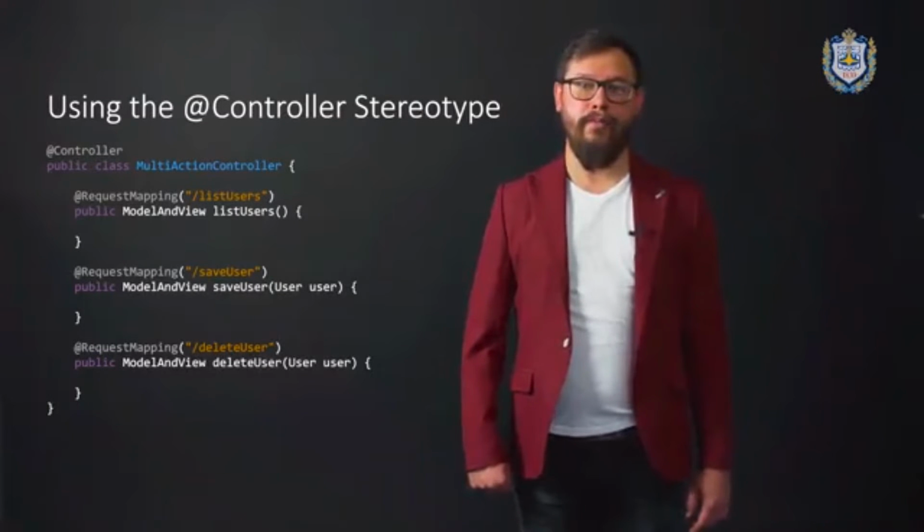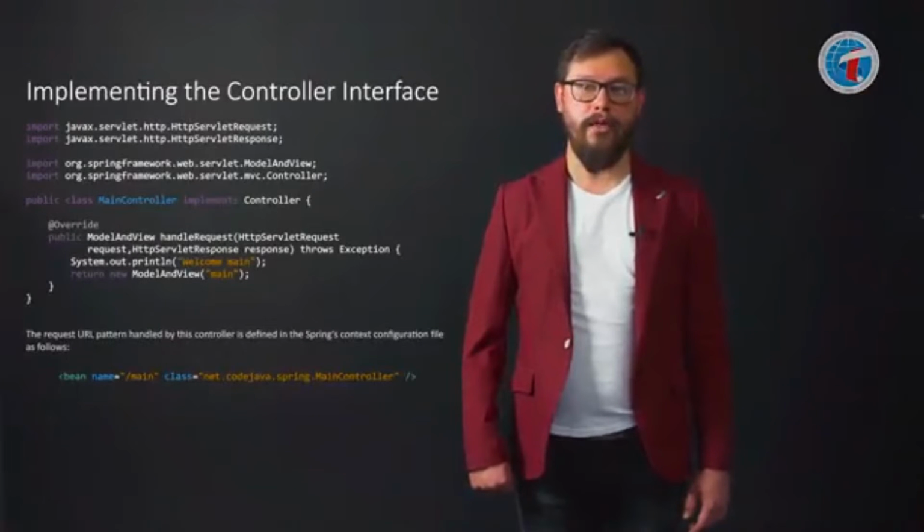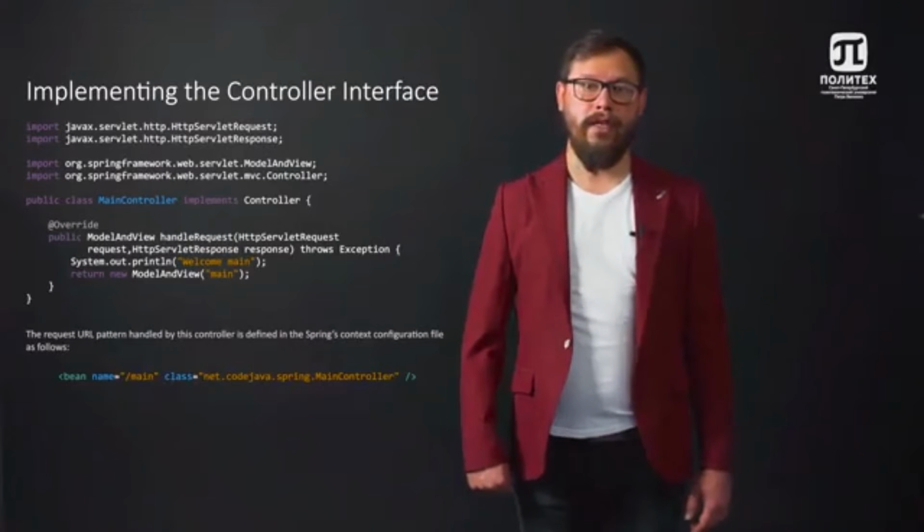As you can see in the above controller class, there are three handler methods that process three different requests: list user, save user, and delete user, respectively. Another, and maybe classic, way of creating a controller in Spring MVC is having a class implement the Controller interface.